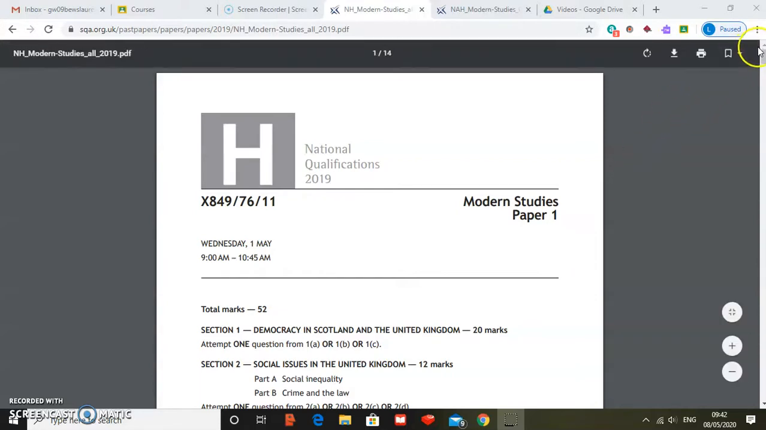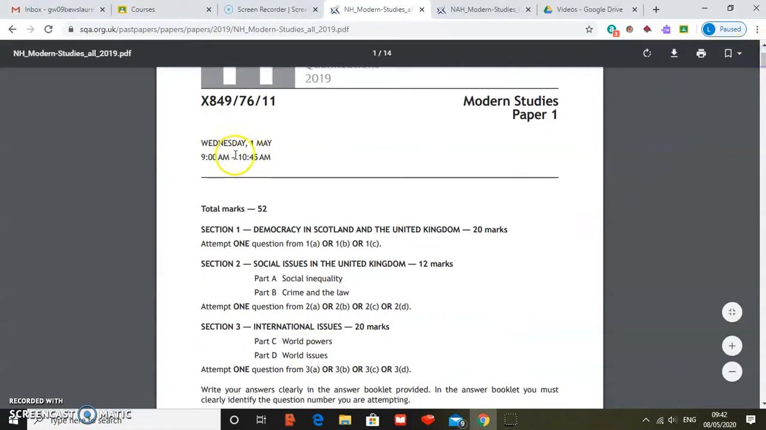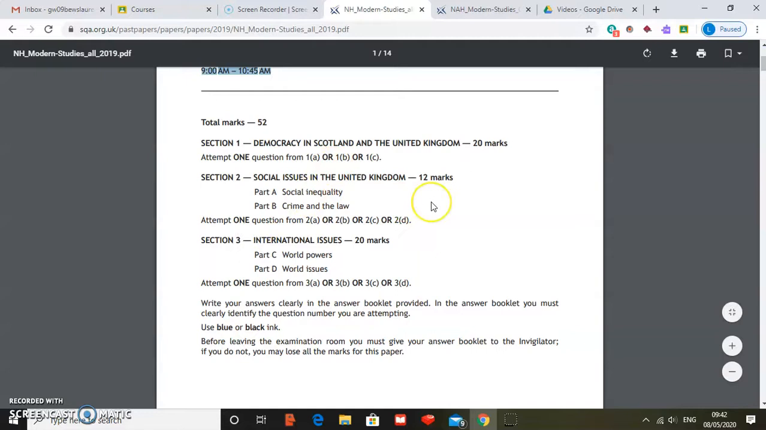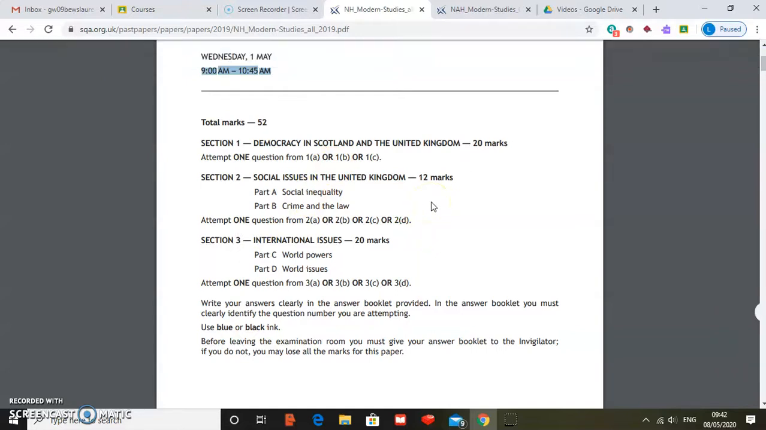Now, you can see for paper 1, it is 1 hour and 45 minutes, and you will have to do 3 different essays. As you can clearly see here, there are 3 different sections. Section 1, Democracy in Scotland and the United Kingdom, which is worth 20 marks. Now, this section will always have 3 questions, and it will always be a 20 marker. So therefore, this one we always know is 20 marks.